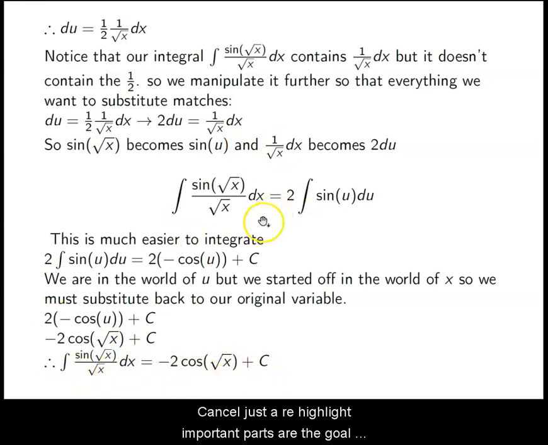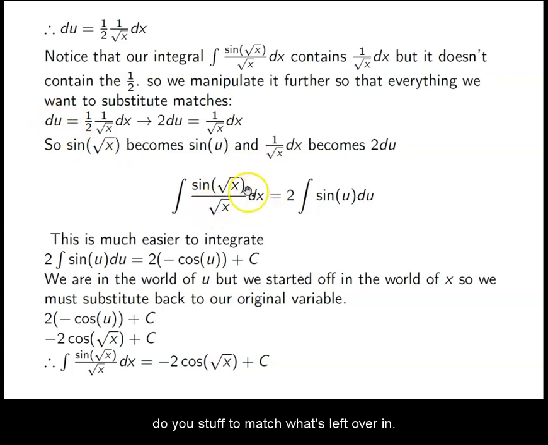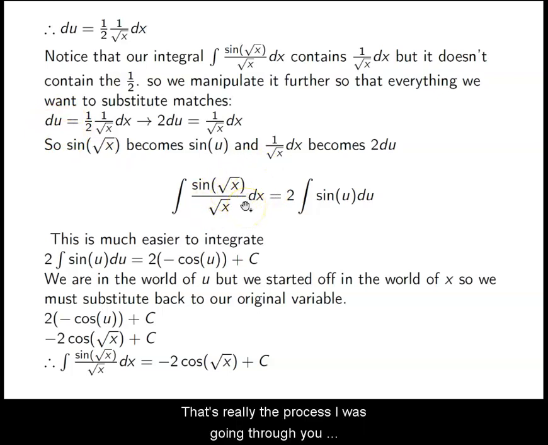So just to re-highlight the important parts here, the goal is to look at what could make this easier, right? Sine of square root of x is difficult. So the inside of that is what I would want to make as my substitution. I would rather integrate sine of x, right? Or sine of w or sine of u. So that's what I'll make as my substitution. Then I have to remember that u equals square root of x, or u equals whatever. I have to differentiate that thing. And then I have to try to get this du stuff to match what's left over in my integral. So that's really the process that we're going through here.